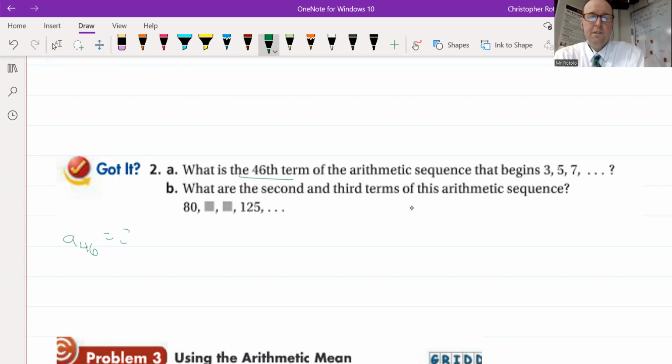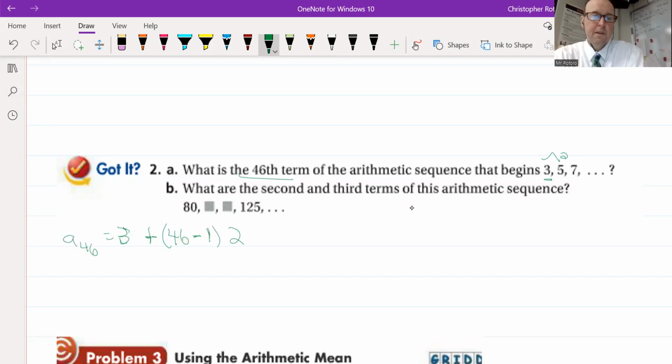The first term is 3, way up here. We want plus, what, 46 minus 1. I'll continue to do that because it's kind of a new formula. But if you get the idea that it's going to be 45, 1 less every time, I'm going up here to find my common difference, which is 2.